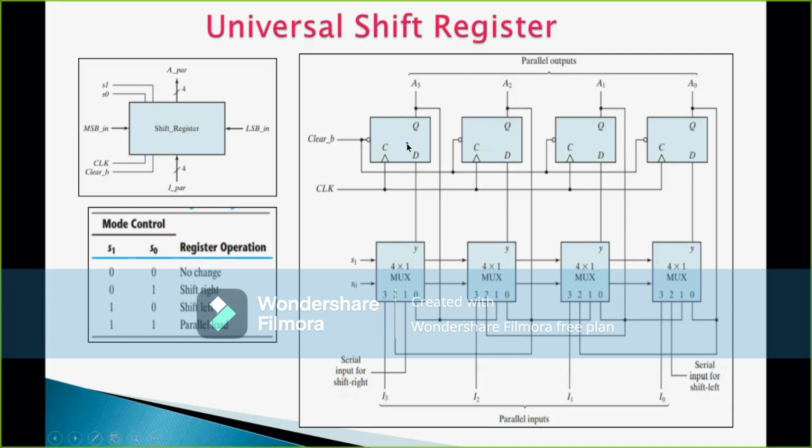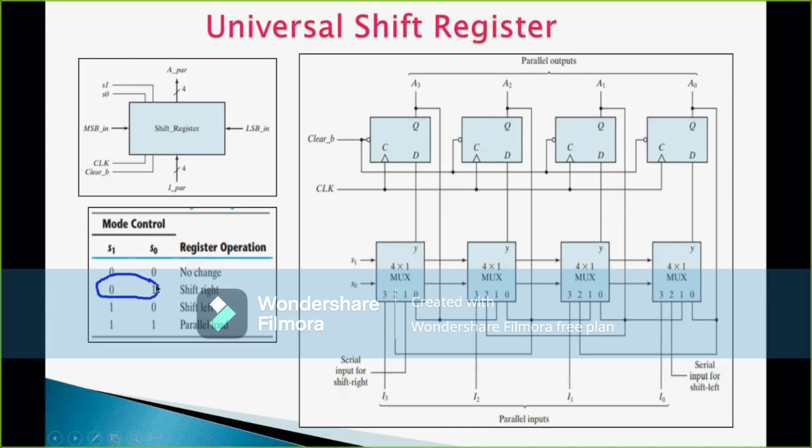So if you just want to receive the flip-flop outputs from this circuit, you need to pass the mode control values as 0, 0. Then the present flip-flop memory elements will be given to the output side, through this 0th pin.